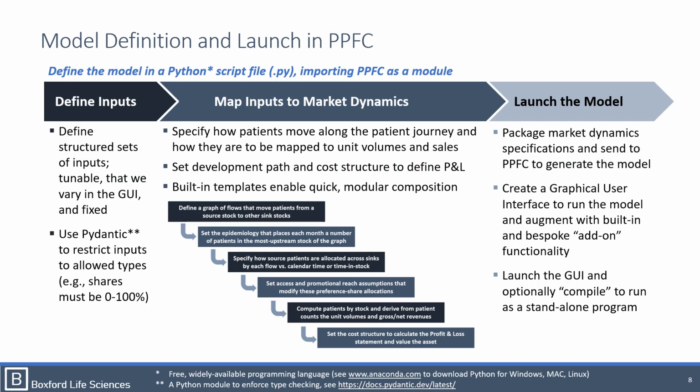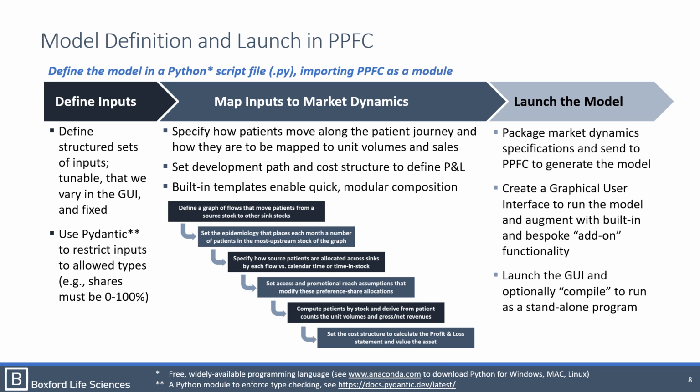This descriptive approach to forecasting is a key concept in PPFC, so let's see how this is done in practice. We declare our market dynamics in a script file through code such as the declarations of the launch and LOE dates and the dynamic share that we saw earlier. We first define the inputs for our problem and the restrictions on values that we can accept for each. For example, we say that any market share has to be a number between 0% and 100%. We then describe how to map a set of these inputs to the resulting market dynamics.